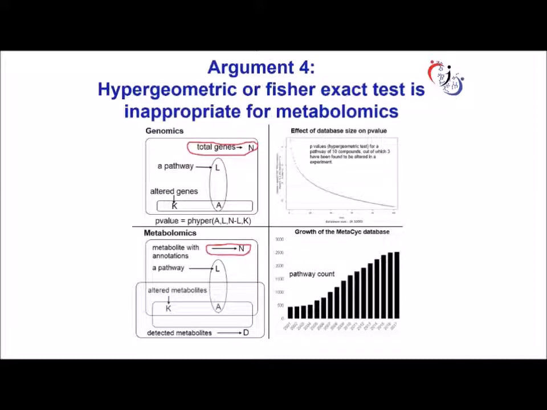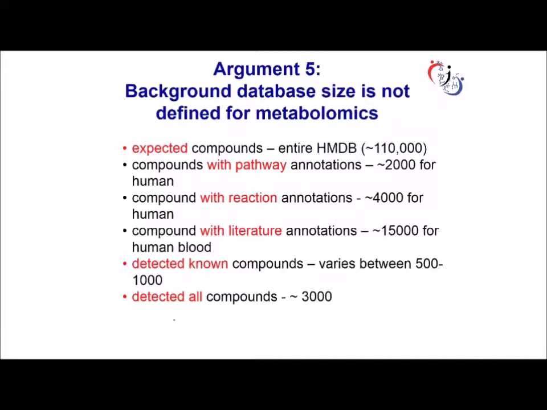is not appropriate for metabolomics because N is unknown for metabolomics. Argument 5: background database size is not defined for metabolomics.